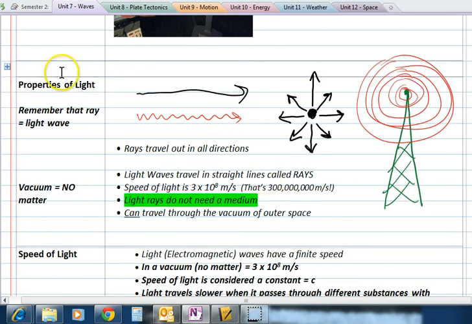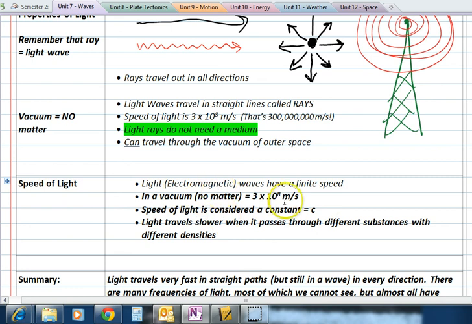Now we have the properties of light. Light does travel in a straight line, but remember it's a wave traveling in that line. And these rays travel out from their source in all directions. So if I have a radio tower sending out a radio wave, it's sending that radio signal out in every single direction. It's a lot faster than sound, and they don't need a medium. So light waves can travel through outer space.